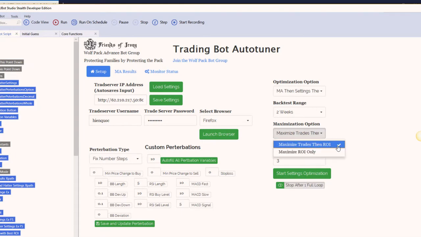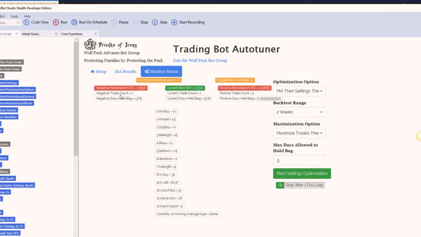And then here we can maximize trades, then ROI. So then we also have a trade count where you can see the amount of trades that's happening. So this is one here. If this happens to be a higher trade count, we'll take that number, put it there. Even though it has a lower ROI, we'll take that over the lower trade amount.